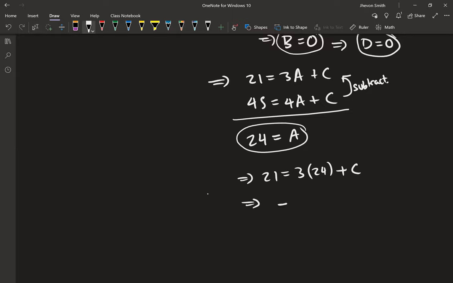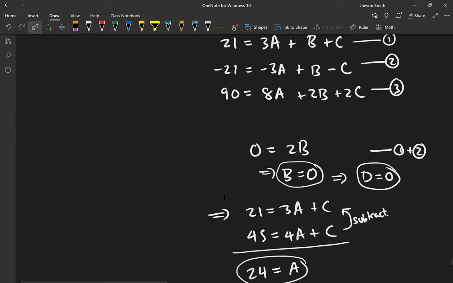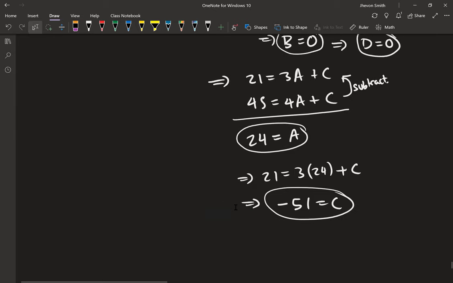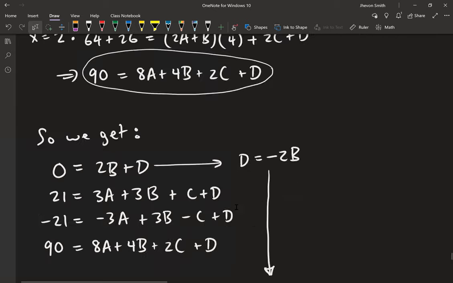So this is going to be, I don't know what you guys are talking about. So I'm totally lost. Okay. So this looks like c is minus 51. I mean, hopefully I did the arithmetic right here. But eventually now we get that a is 24 and c is minus 51.